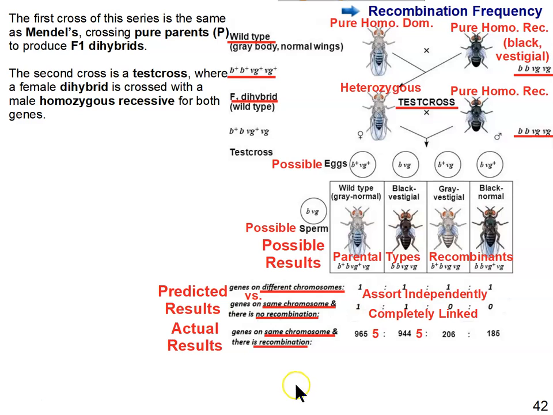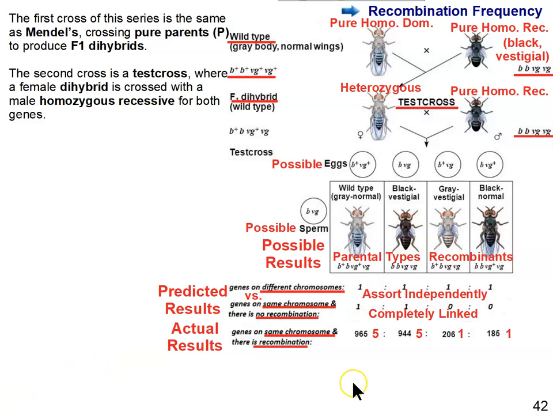So we have to do a little bit of math here. But here's the actual ratios, 5 to 5 to 1 to 1. And how you determine that is to simply take the lowest number, 185, and make that 1. So 185 divided by 185 is 1, and 206 divided by 185 is pretty close to 1, and 944 divided by 185 is pretty close to 5, and 965 divided by 185 is pretty close to 5. So notice it's all pretty close, because, by random chance, you're not going to get exactly what you predict.